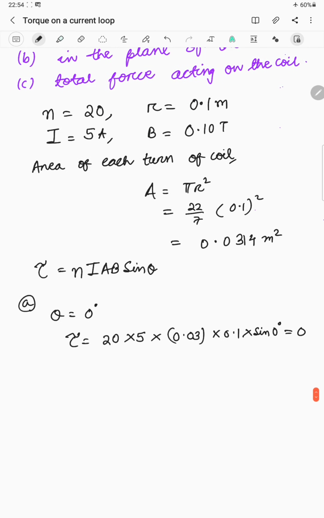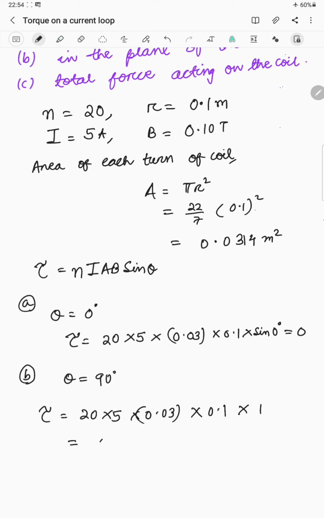Torque becomes 0 when the magnetic field is normal to the plane of the coil. Then the second one, here it is given in the plane of the coil. In the plane of the coil means theta is equal to 90 degree. So torque tau is equal to 20 into 5 into 0.03 into 0.1 into sine 90, which is 1. If you solve it, it comes out to be 0.314 Newton meter.